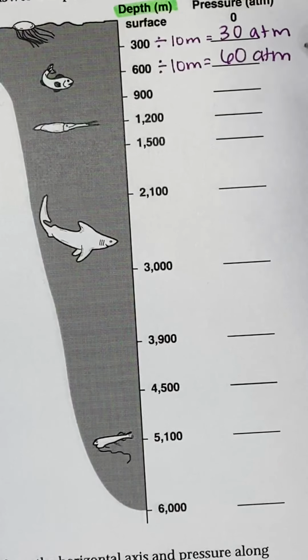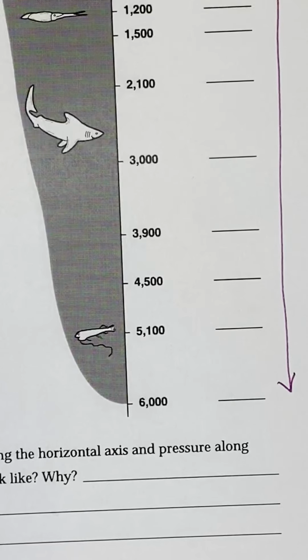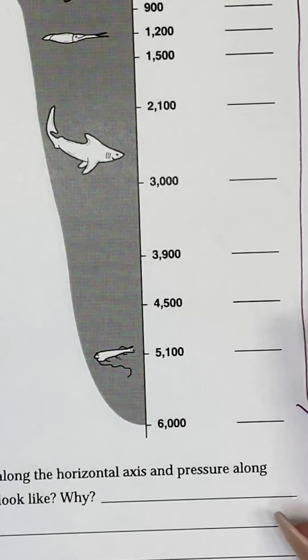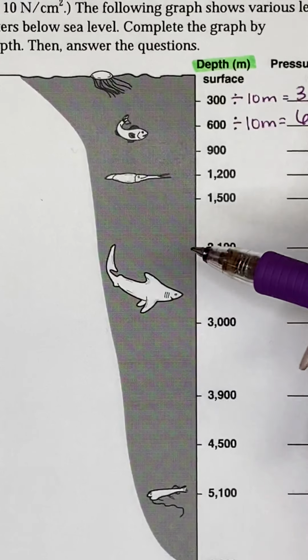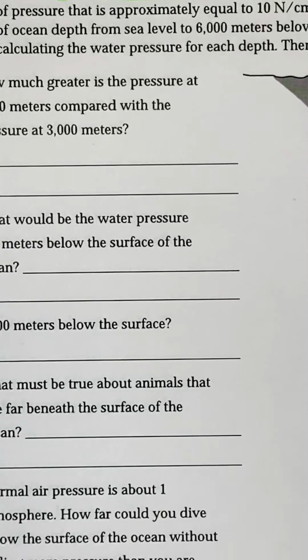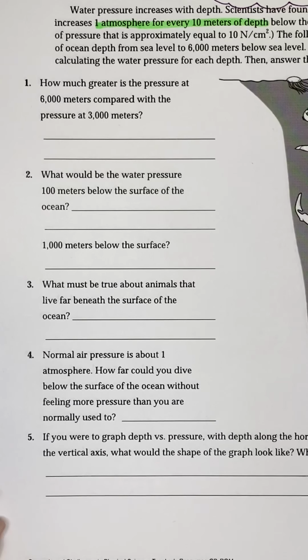All right, so you're going to continue to do that all the way down until you get to 6,000 meters below sea level. Notice that it actually shows you some animals that we can find at these levels as well, which is kind of cool. All right, so then once you've done that, you're going to scoot over to the other side, and you're going to look at questions 1 through 5.